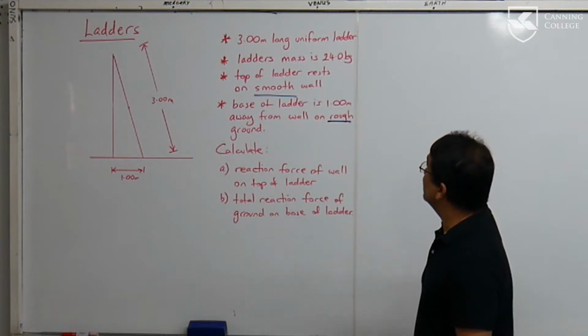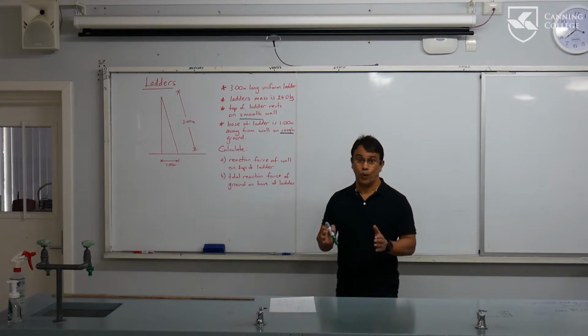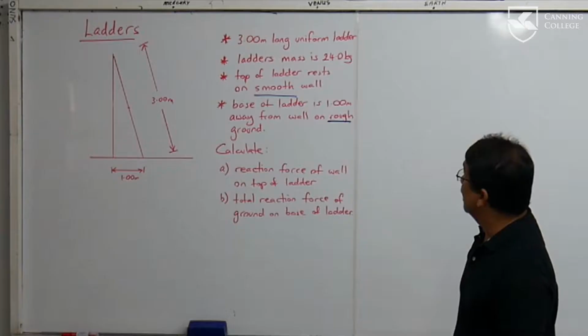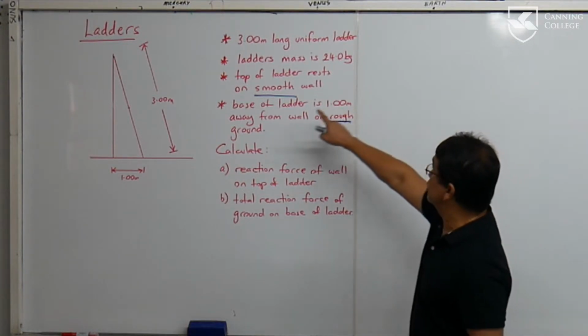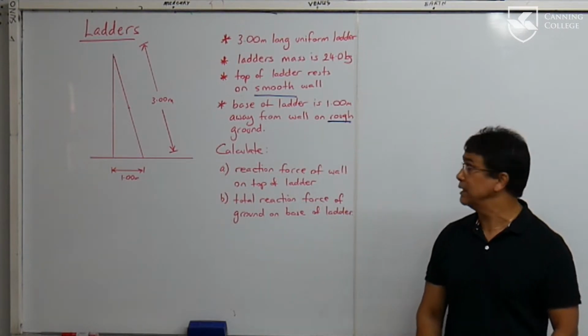We're talking about a 3-meter long uniform ladder. What does uniform mean? It means that the weight can be considered to act through the middle of the ladder. The ladder's mass is 24 kilos. The top of the ladder rests on a smooth wall. What does smooth mean in physics? It means that we can ignore friction.